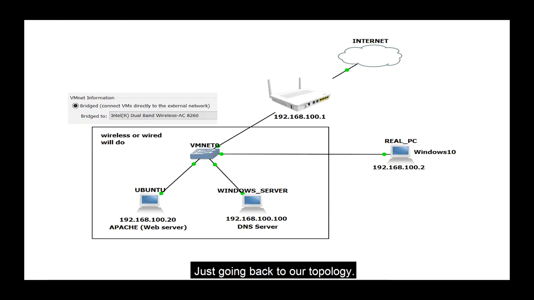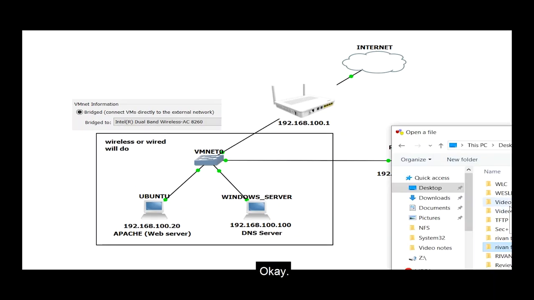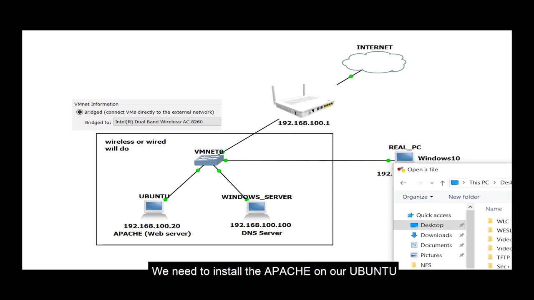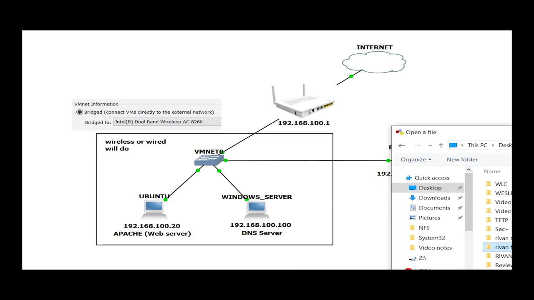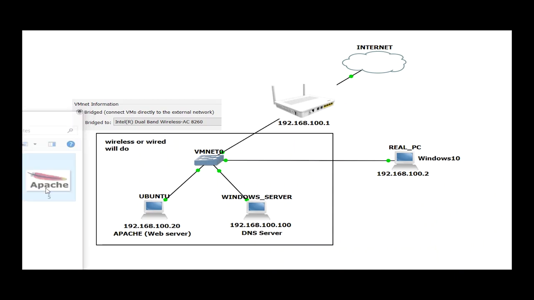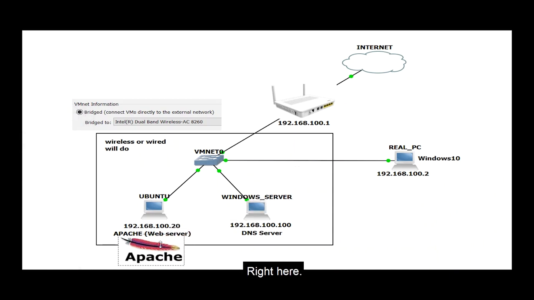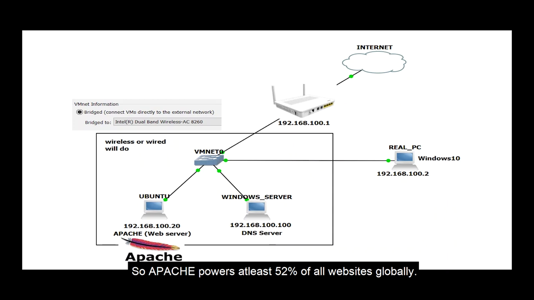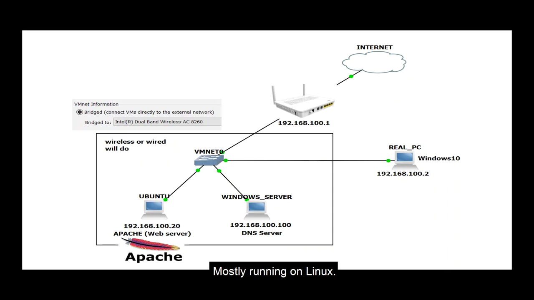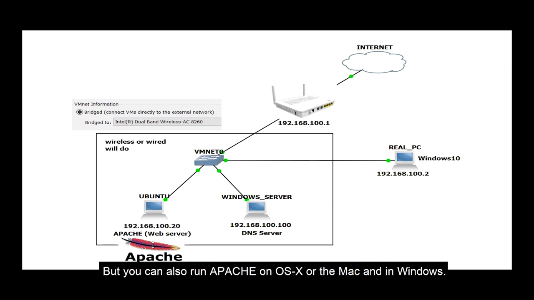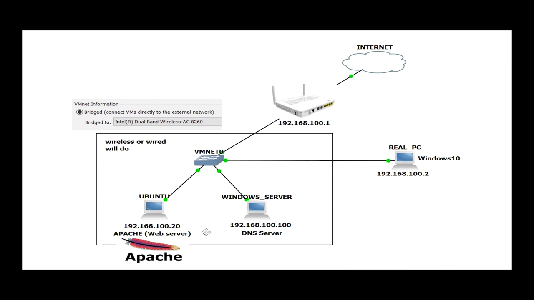I'm just going back to our topology. We need to install Apache on our Ubuntu for it to become a web server. Apache powers at least 52% of all websites globally, mostly running on Linux. But you can also run Apache on OS X, the Mac, and on Windows. But Windows has its own, if you're familiar with IIS. But anyway, let's get started.